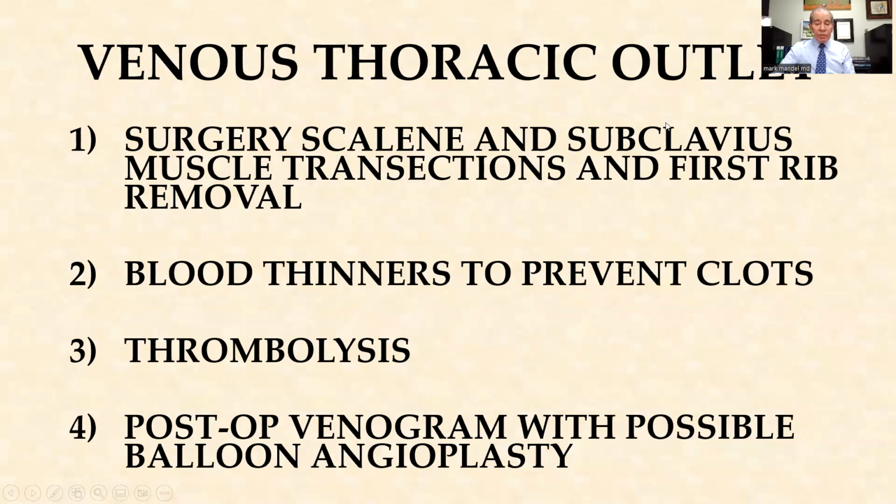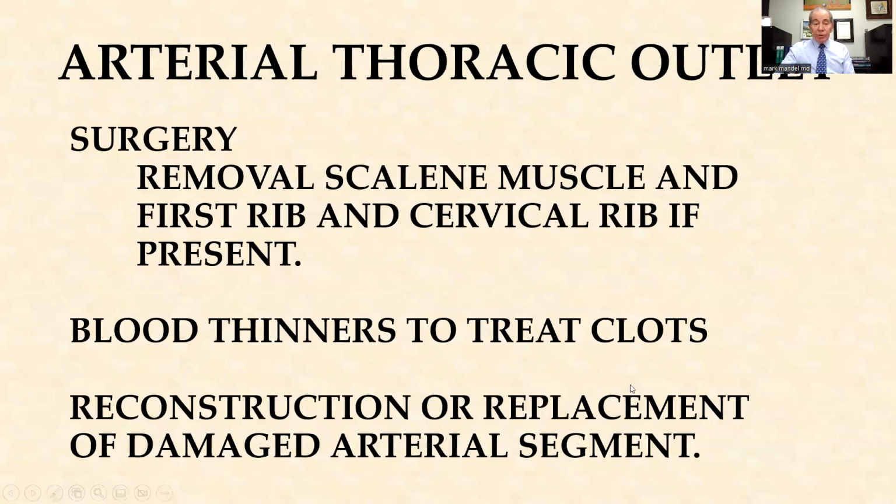The same procedure for venous thoracic outlet, almost always non-industrial: resect the scalene, rib removal, blood thinners, thrombolysis. A lot of these patients need what is called a balloon angioplasty. Arterial, the same thing, same muscle resection, blood thinners. And here, often the arterial segment needs to be replaced.